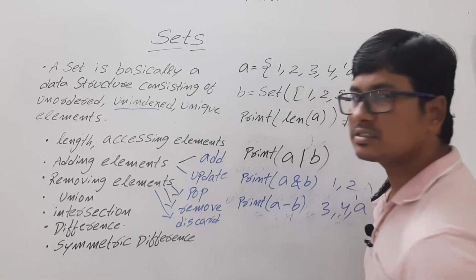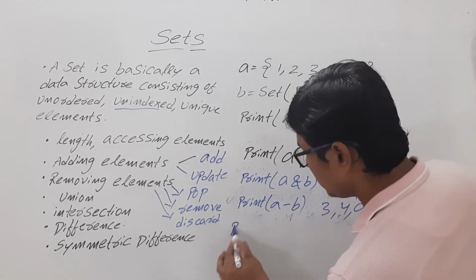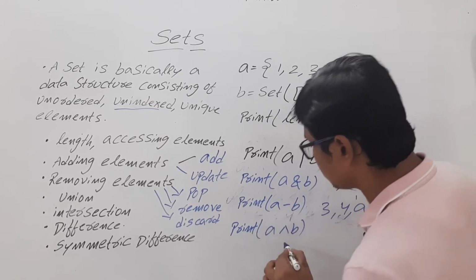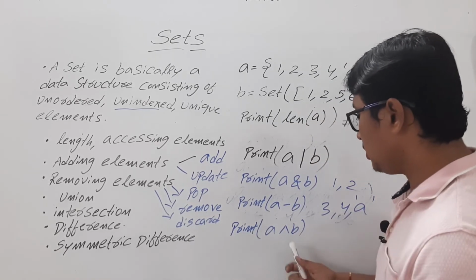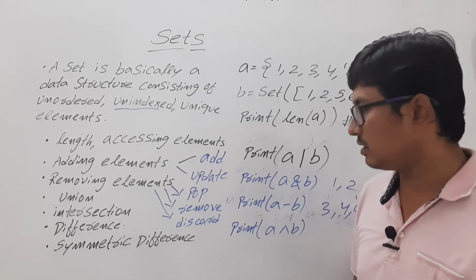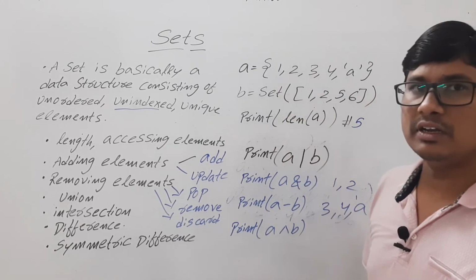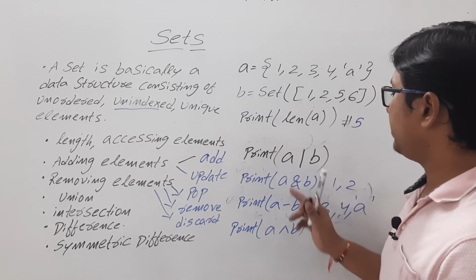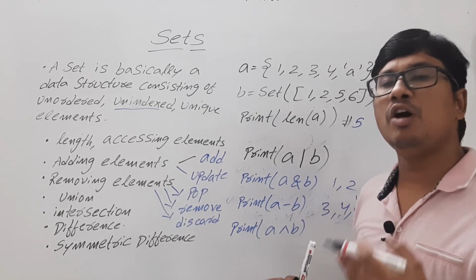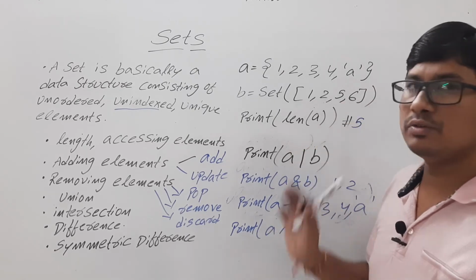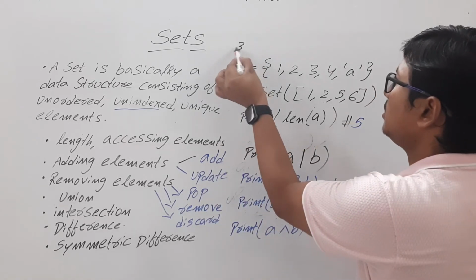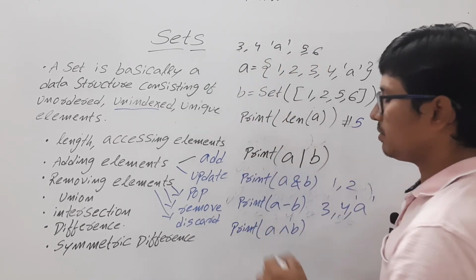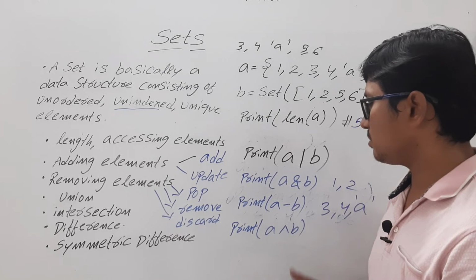If you want to find the symmetric difference, then you can write like this, print A symmetric difference B. This is the symbol you need to use for representing the symmetric difference. Symmetric difference will display the uncommon elements, whereas intersection will give you the common elements. Symmetric difference will give you the uncommon elements such as 3, 4, A, 5, 6. So this is the output displayed whenever you are using the symmetric difference.